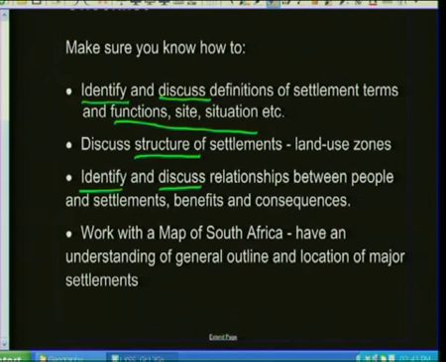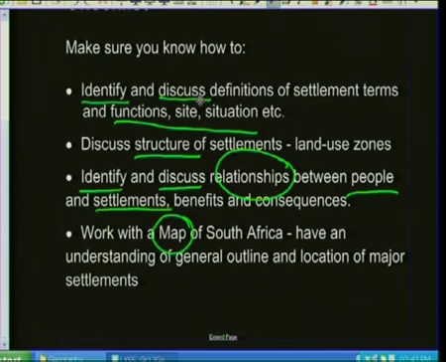We should also be able to discuss the structure of settlements. Now, not every settlement is the same, but they all have the basic pattern in terms of layout. And that is something that will be applied to all settlements and will affect all people in those settlements. We should also be able to identify and discuss the relationships between the people and those settlements, because it's the interaction between people and space that geographers are really interested in.